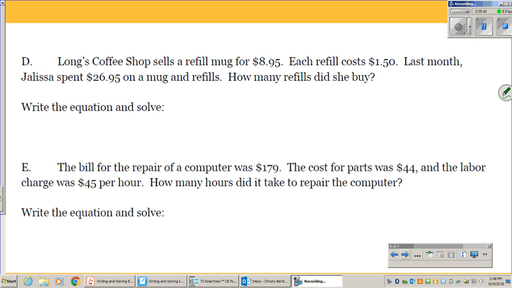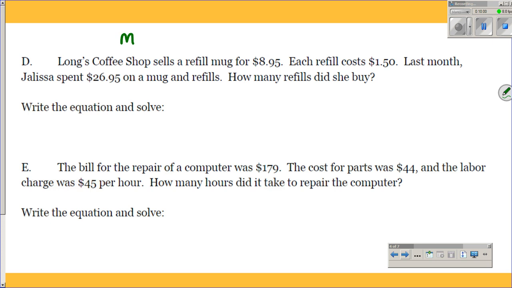Okay, in D and E, you're going to notice we're doing the same steps. They're not laying it out for us, but keep in mind, when we're writing linear equations, we're always trying to identify the slope, and we're always trying to identify the y-intercept. So when you see these values mentioned in a problem, you need to ask yourself, is this something we're going to pay one time, or is this something we may pay more than one time? The one-time amount is always going to be your y-intercept. The amount you may pay for more than once will be your slope or your rate.